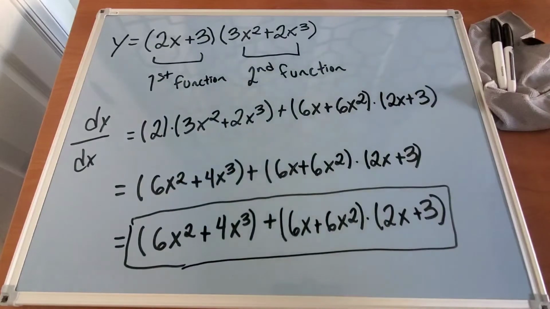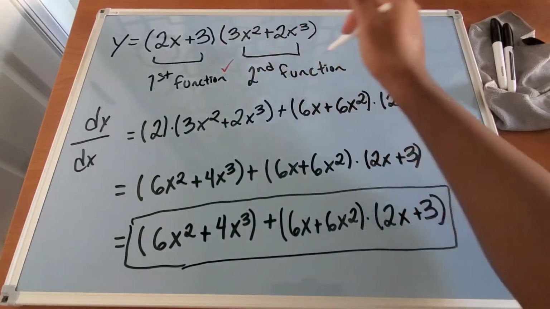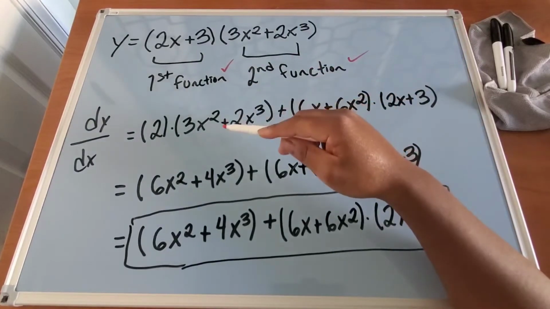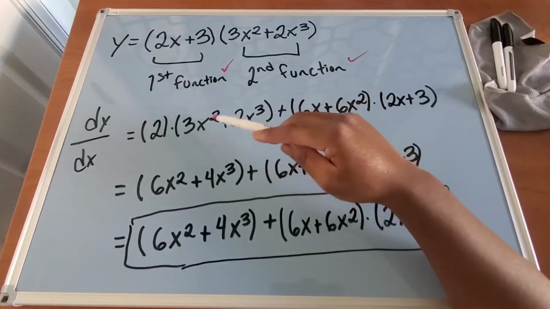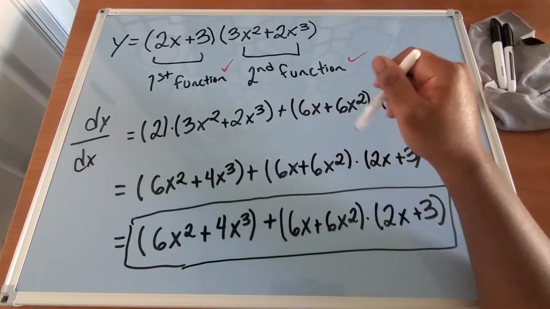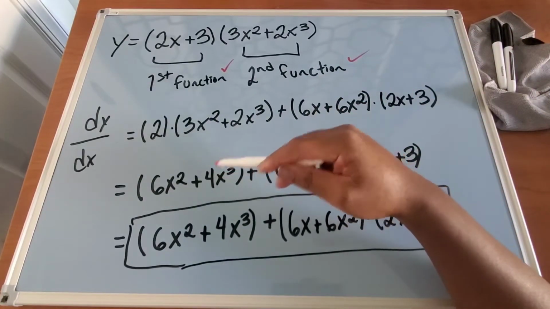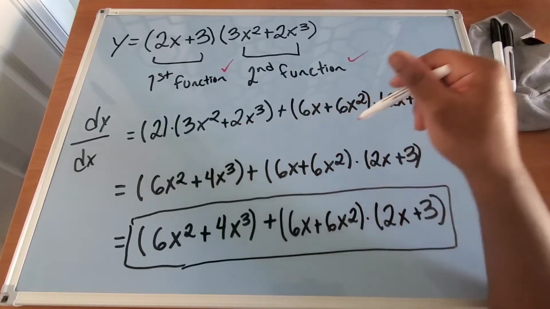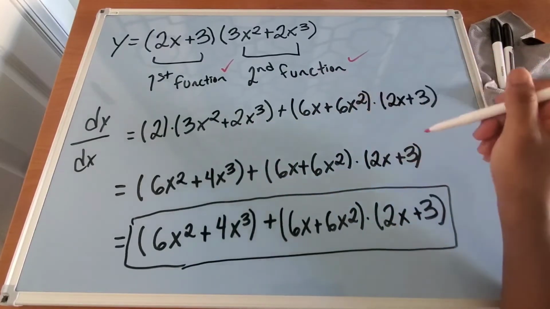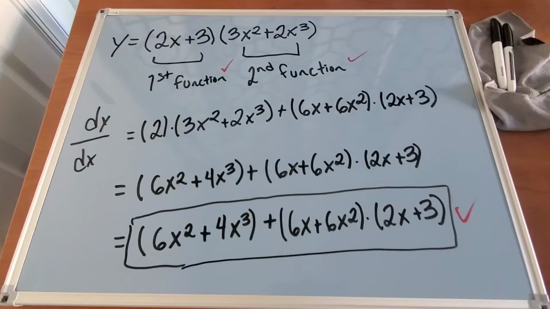So we can check it. We identified our functions, so the first part is fine. We took the derivative of the first function multiplied by the second function. We took the derivative of the second function and multiplied it by the first function. We distribute out the 2. And then we kept this all the same, then we revoted. So this answer is correct.